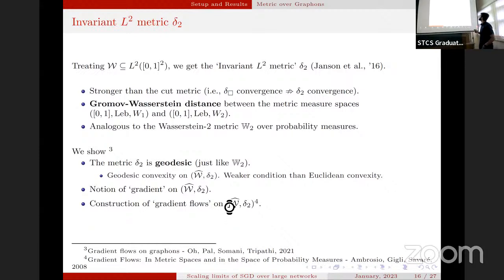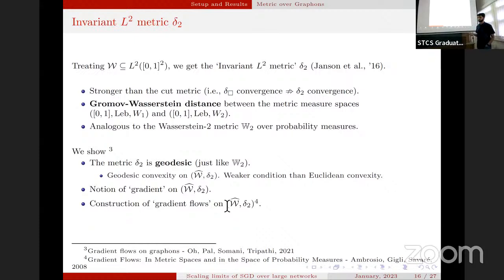So for this metric, why is it important that we show certain properties? They will help us to construct gradient flows with respect to this metric. We show that this metric is first of all a geodesic metric, which makes this space a very nice space. This is just like what we have in the Wasserstein setup also: the space of probability measures under the Wasserstein metric is a geodesic metric space. And here we are able to show the same thing. If you have geodesics, you can make sense of geodesic convexity on this metric space. Demanding geodesic convexity is easier because it is a weaker condition than Euclidean convexity. A function could be geodesically convex but not Euclidean convex.